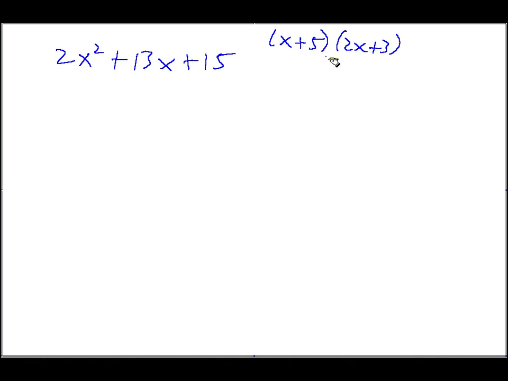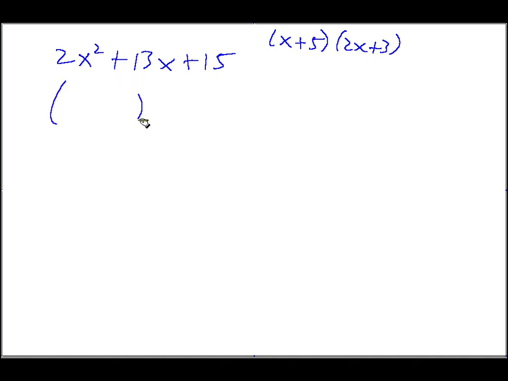Let's check the middle term. 5 times 2x here is what? 10x. That gives me 10x. And this gives me 3x. So 10x and 3x is what? 13x, which is what I want. So this trinomial of this type factors into these 2 binomials here. So with trial and error, you want to start off with 2 binomials.